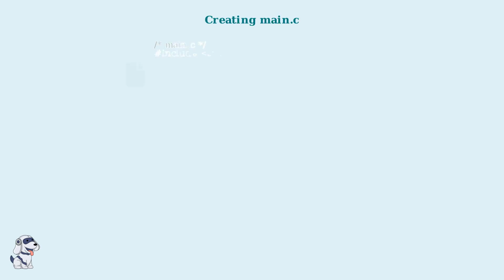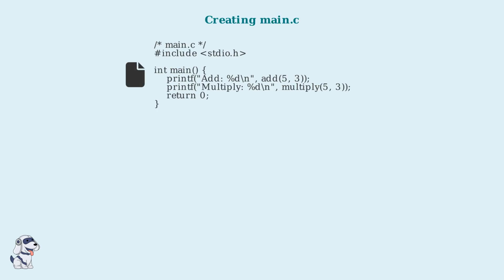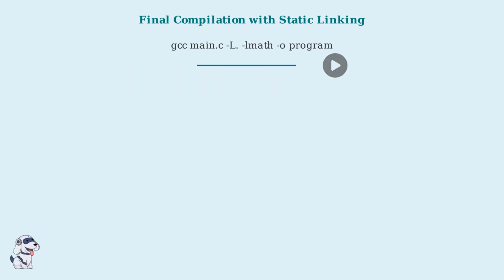Now we create the main program in main.c. It includes declarations for our math functions and calls them. Finally, we compile the main program with the static library using gcc with -lmath. This embeds the library code directly into the executable program.